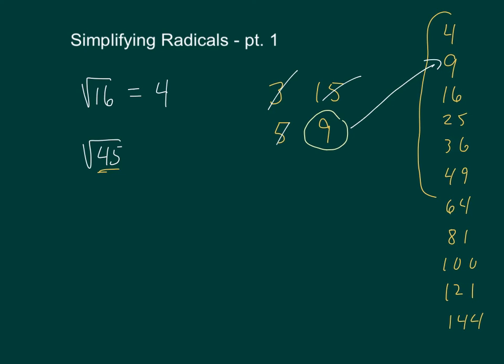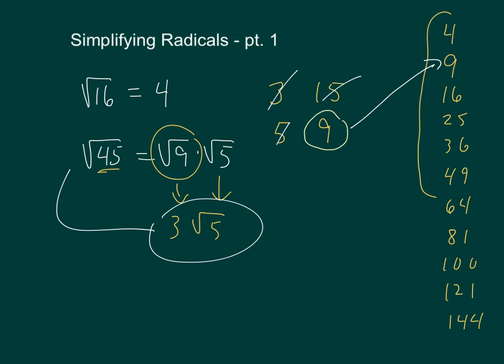So radical 45 can be broken down as radical 9 times radical 5. And the square root of 9 is 3. And so this simplifies, as in the radical 5 stays where it is. And so the simplified version of radical 45 is 3 radical 5. That's how we simplify a radical.